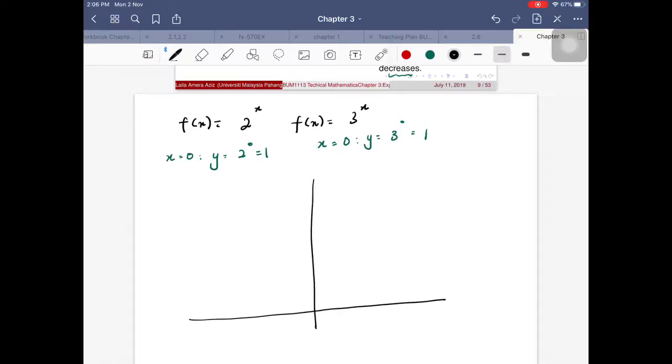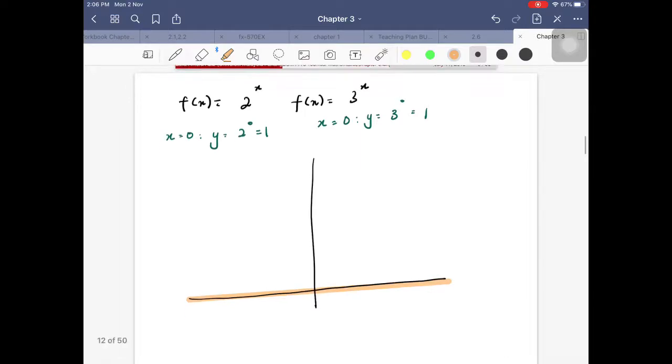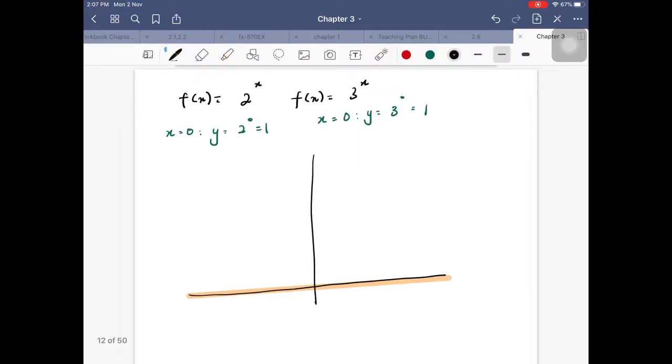So let's suppose this is going to be my axis. And remember, this over here is going to be our asymptote. So it's going to be approaching, but it's not going to intersect the line. So this is going to be my x-axis. This is going to be my f of x-axis. So first I'm going to sketch the 2 to the power of x. Let's suppose the 2 to the power of x looks like this. So this is going to be a value of 1. So this is going to be the graph of f of x equal 2 to the power of x.